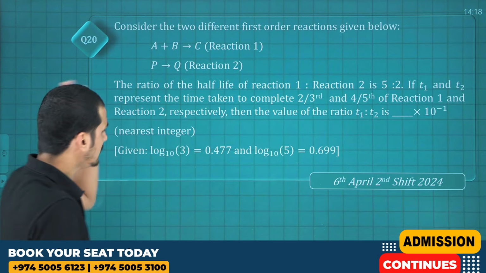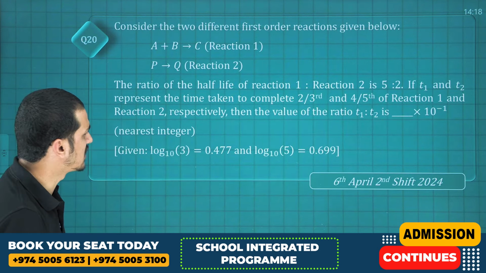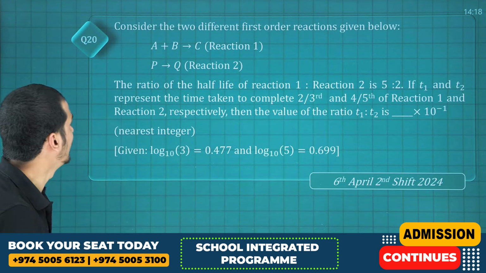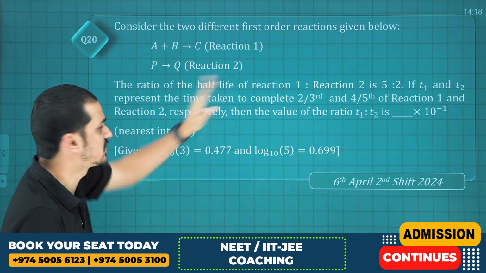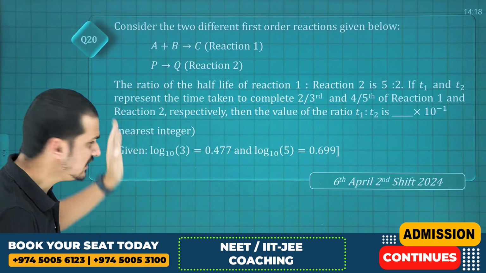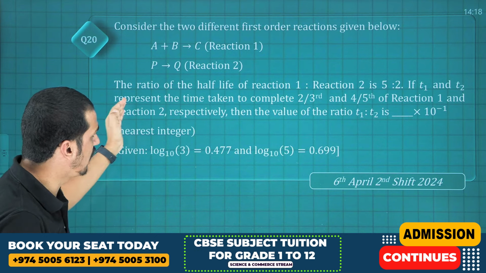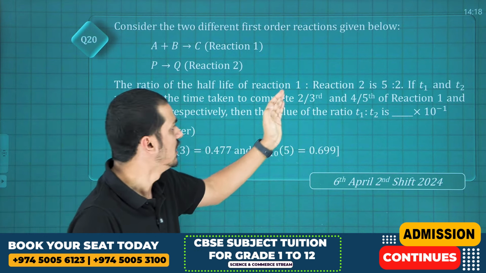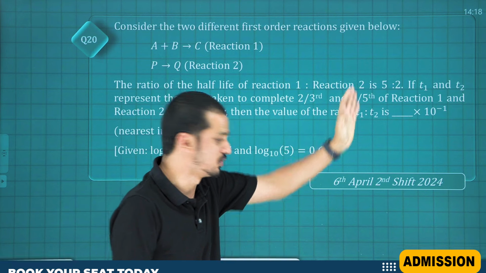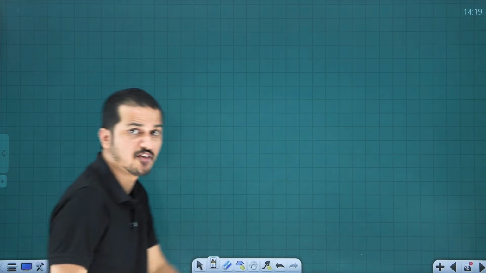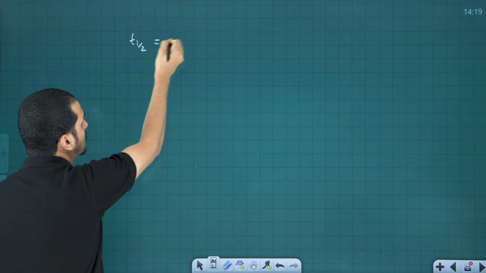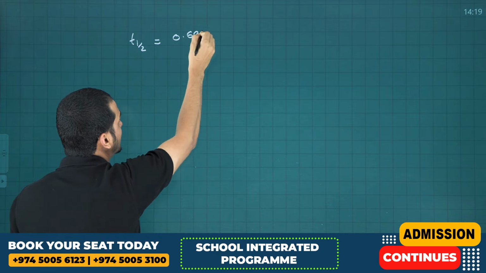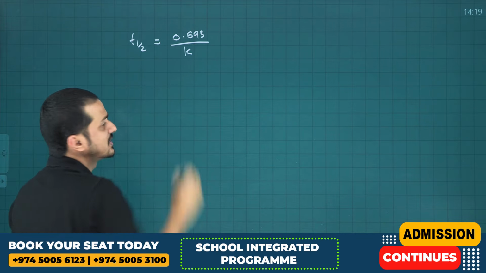Question number 20. Here they have given 2 reactions. A plus B gives C, reaction 1. P gives Q, reaction 2. Then they are asking the ratio of the half-life of reaction 1 to reaction 2 is 5 is to 2. So what is half-life? T half is equal to 0.693 by K. That's the half-life.